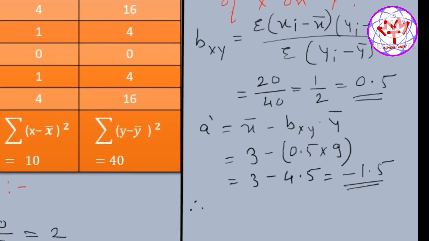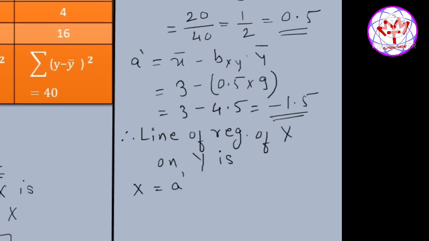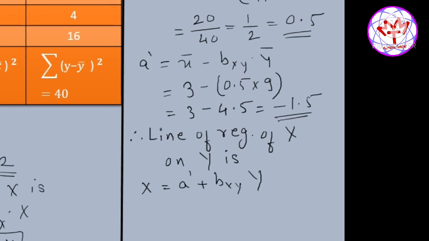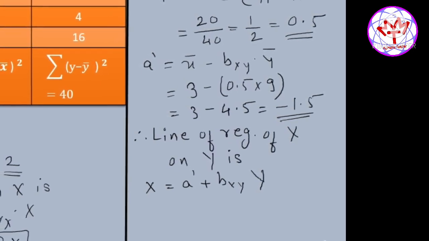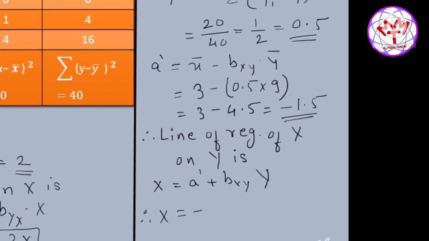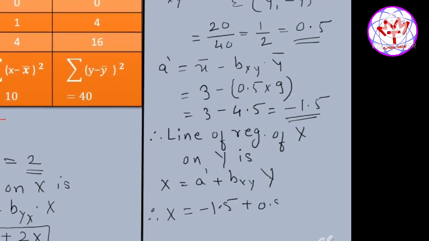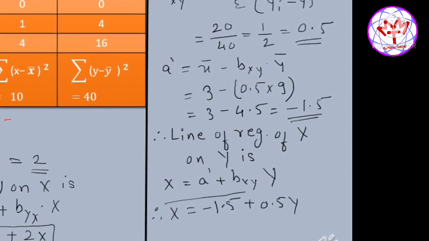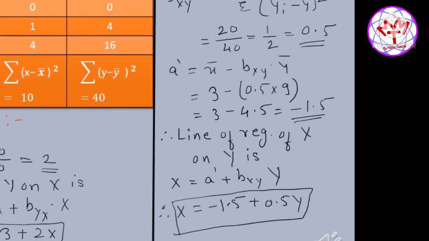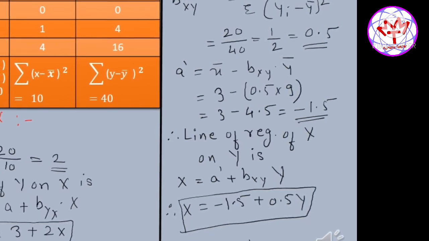Now we can calculate the line of regression of x on y. X is equal to a dash plus bxy into y. So now substitute the values of a dash and bxy. You get x is equal to a dash is minus 1.5 plus bxy, we have got 0.5 into y. So this is the equation of regression of x on y. So this completes your question number 8.